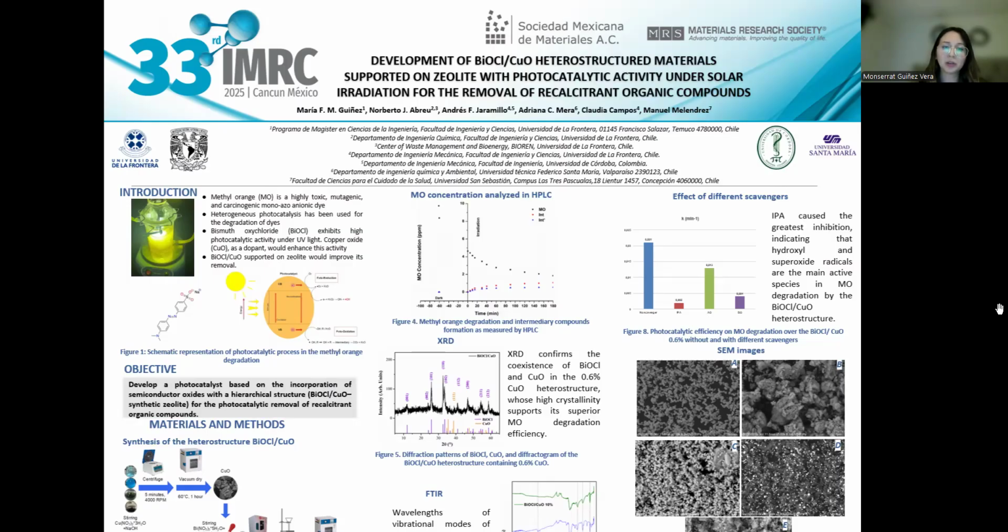Bismuth oxychloride shows good UV activity, and copper oxide doping extends absorption into the visible range. Supporting this on zeolite was expected to improve performance by enhancing surface area, dispersion, and active site accessibility.